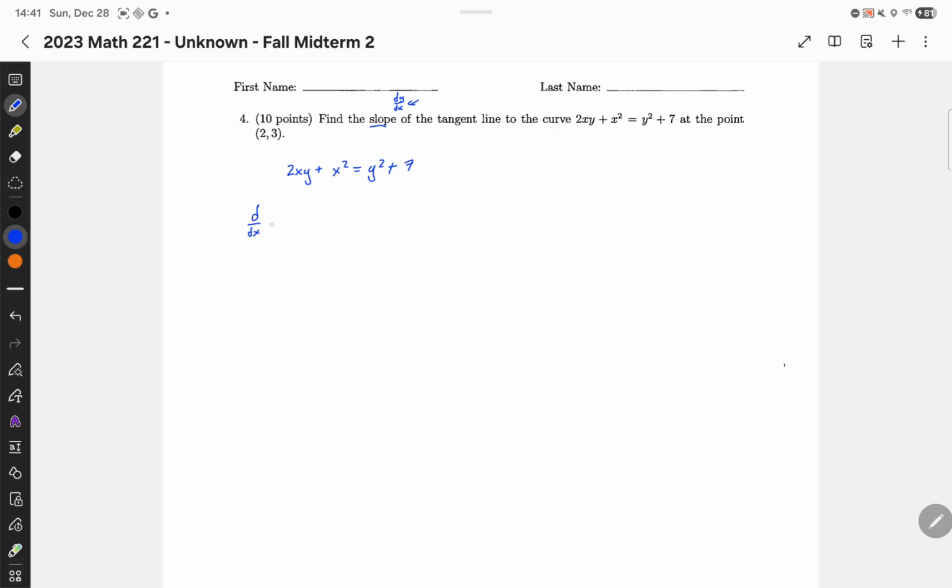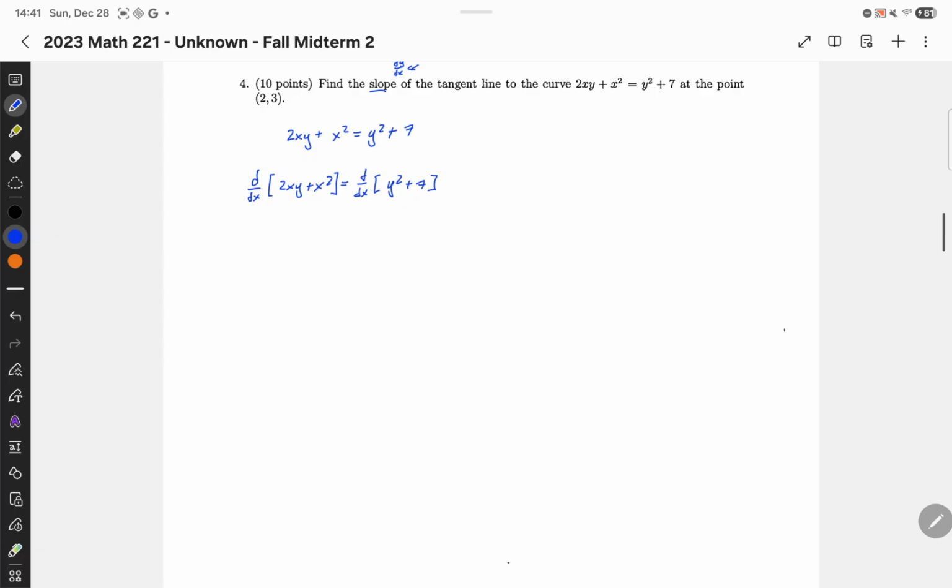So I'll write that out as we're differentiating with respect to x, 2xy plus x squared, and we have to differentiate both sides. We're also differentiating y squared plus 7. So let's go ahead and do this. I suppose I'll write it right over here. This is going to be the same as the derivative of 2xy with respect to x. Let's go ahead and factor out a 2 first. And now for this next one, we're going to use the product rule.